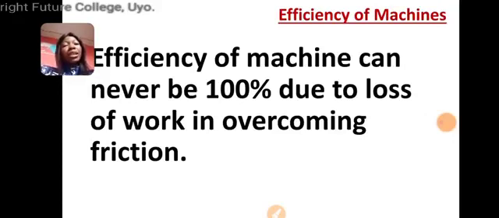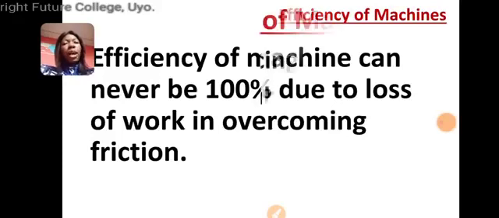To make sure that it can move freely, it has to do what? Overcome friction. Friction opposes movement. Okay, and in doing so, energy will be what? Lost, making it impossible for machines to be 100% efficient.